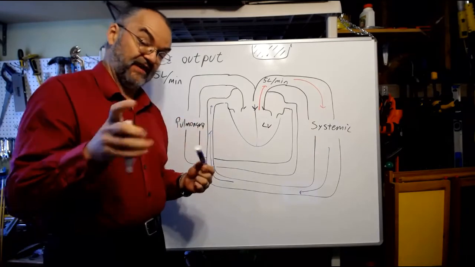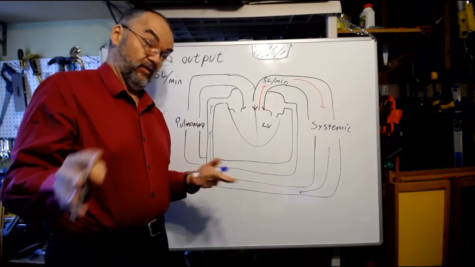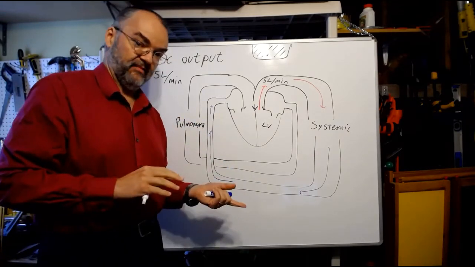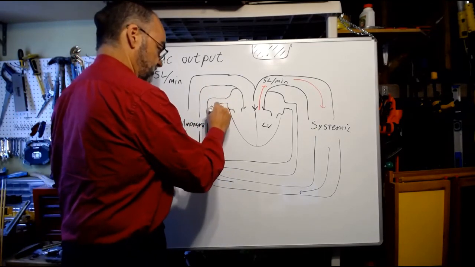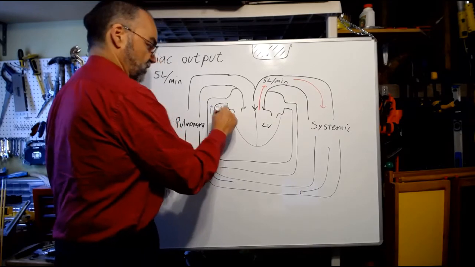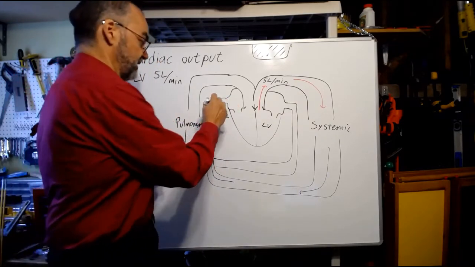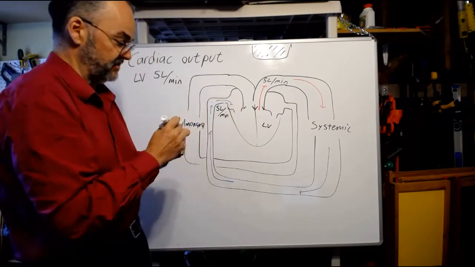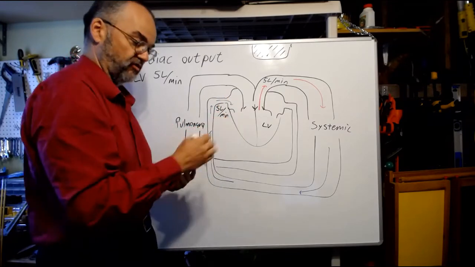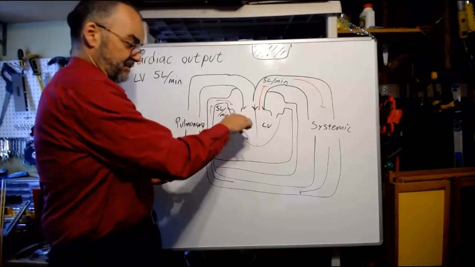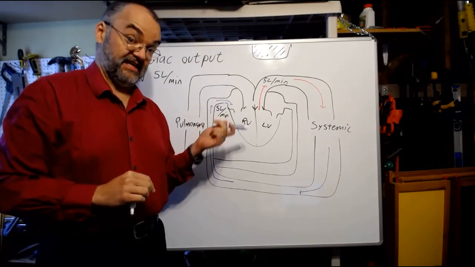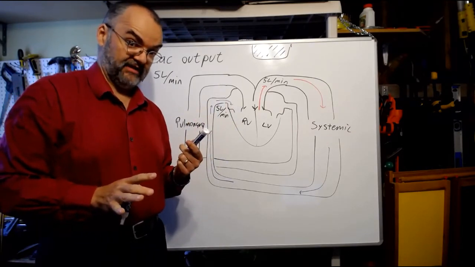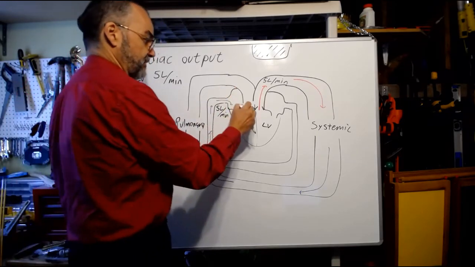If we're putting 5 liters into it every minute, if we're not getting 5 liters back every minute, then there's a leak somewhere. So let's assume that we've got 5 liters a minute returning to the right side, which means that our right ventricle is getting 5 liters of blood per minute. So if it's getting 5 liters of blood per minute, it had better be putting out 5 liters of blood every minute, or we're going to run into a problem.